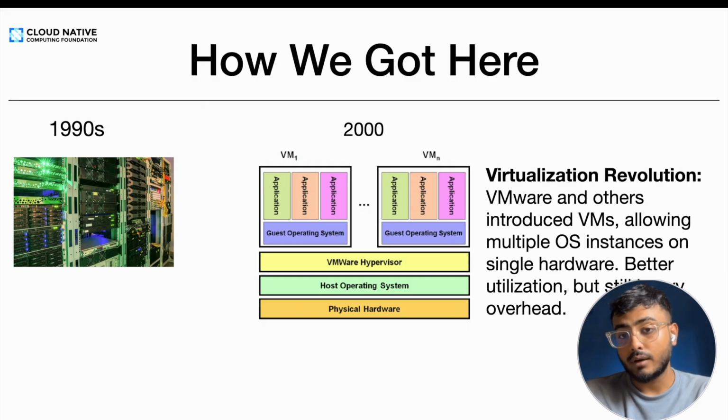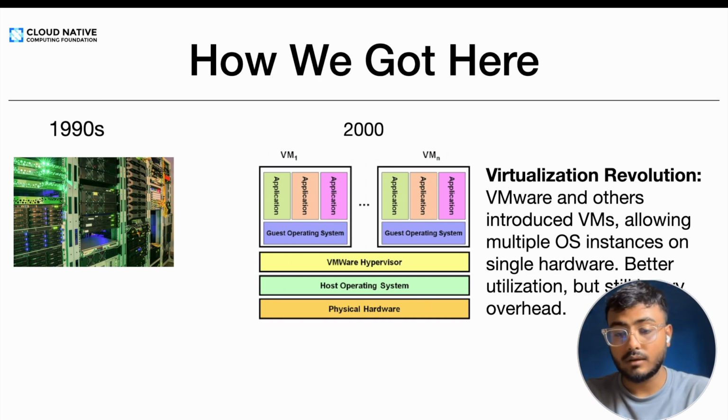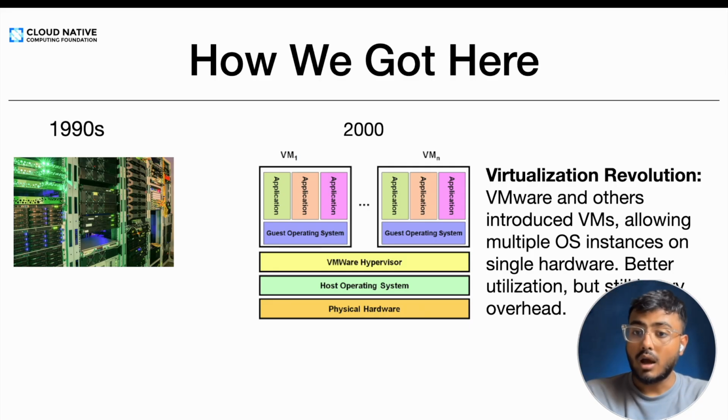In the 2000s, we were introduced to virtual machines, which drastically improved the way of scaling applications. We can see the architecture for a VM over here. There would be the physical hardware over which the host operating system would be running, and over which a hypervisor would be used to allocate resources to each of those VMs. We can also see each of those VMs would run an operating system. So the virtualization revolution allowed multiple OS instances on a single hardware and better utilization, but still with heavy overhead.